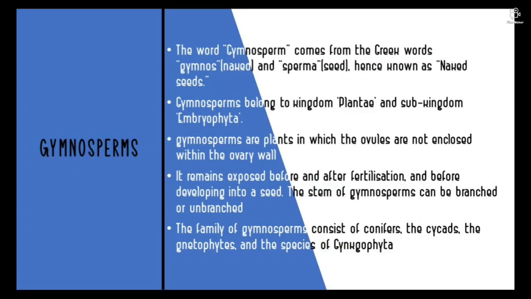So basically, the word gymnosperm comes from the Greek word gymnos, which is naked, and sperma, which is seed, hence known as naked seeds. Gymnosperms belong to kingdom Plantae and subkingdom Embryophyta. Gymnosperms are plants in which the ovules are not enclosed within the ovary wall. It remains exposed before and after fertilization and before developing into a seed. The stem of gymnosperms can be branched or unbranched. The family of gymnosperms consists of conifers, the cycads, the gnetophytes, and the species of Ginkgophyta.